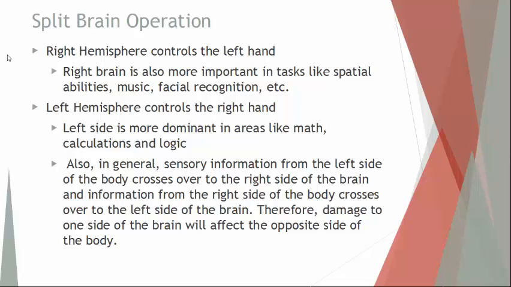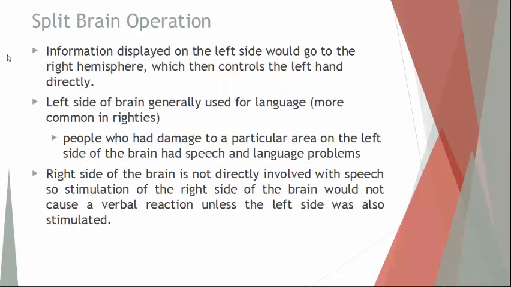Also, in general, sensory information from the left-hand side of the body will cross over to the right side of the brain, and vice versa. So if there is damage to one side of the brain, that will impact the other side of that person's body. So if there's damage to the left side of the brain, it will impact the right-hand side of the body. If there's damage to the right side of the brain, it will impact the person's left side of the body. So sensory information, what you see, what you hear, taste and touch, and so on, information that's displayed on the left-hand side of the body would go to the right hemisphere, since that controls that portion of the body.